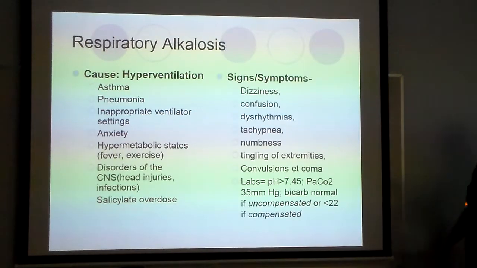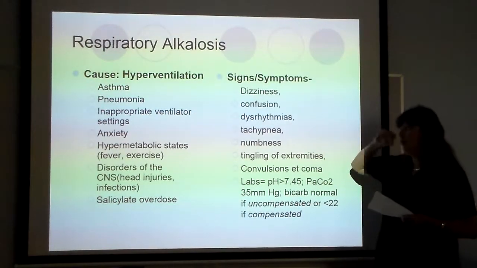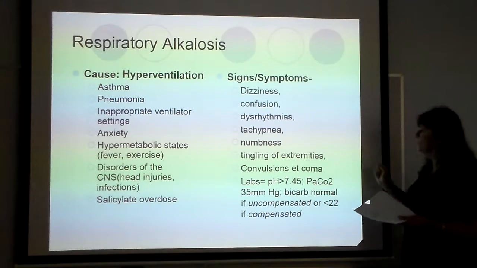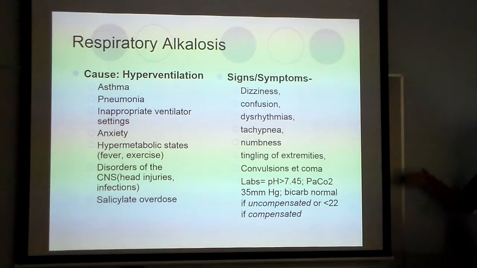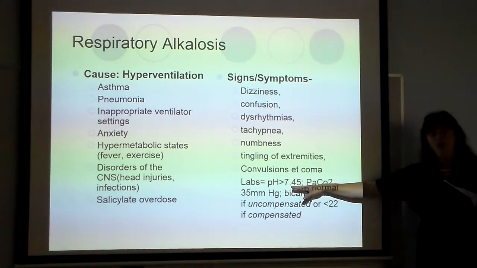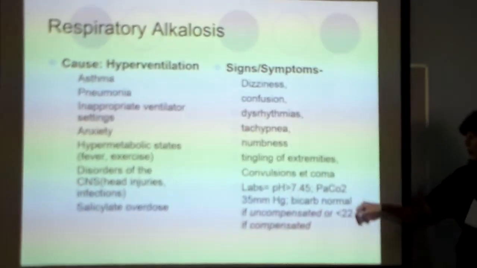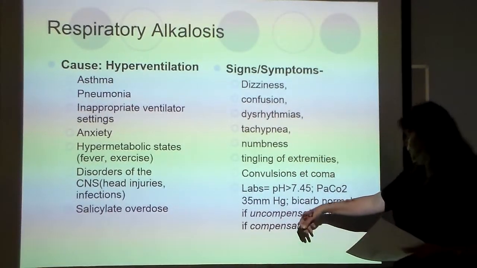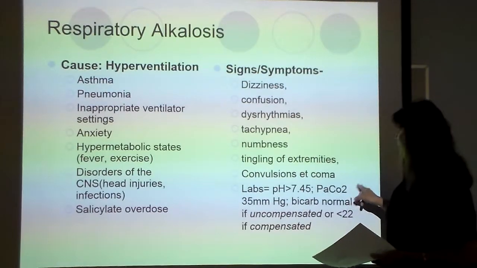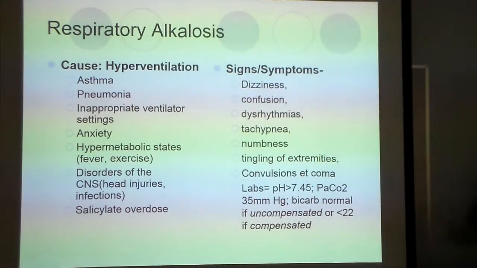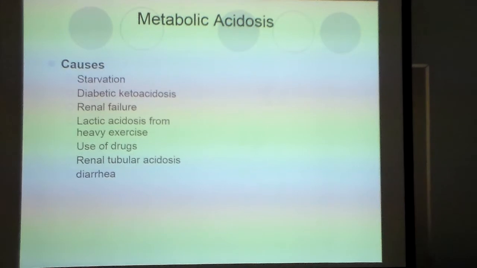Again, we may see signs of dizziness, confusion. We see dysrhythmias, however, with hyperventilation. Tachypnea, numbness, tingling of the extremities, and again, that pH is going to be greater than 7.45. In other words, that arrow is pointing up. The PaCO2 is going to be, and this should actually be below that 35, okay? There should be an arrow pointing down here, below 35, okay? My bad there. And then again, your bicarb may be normal if it is uncompensated, okay?